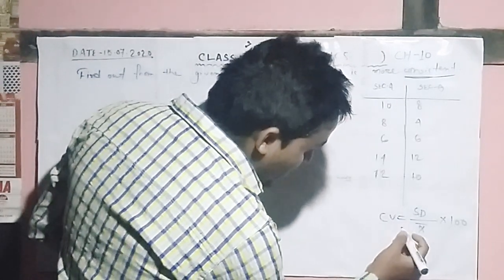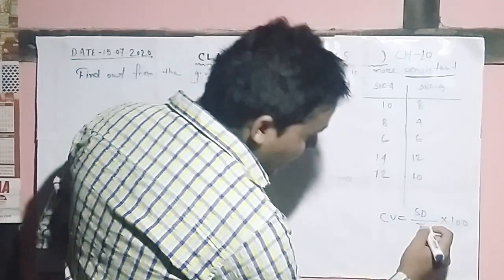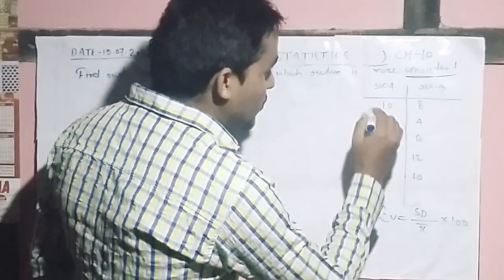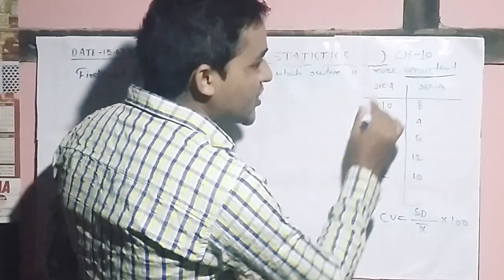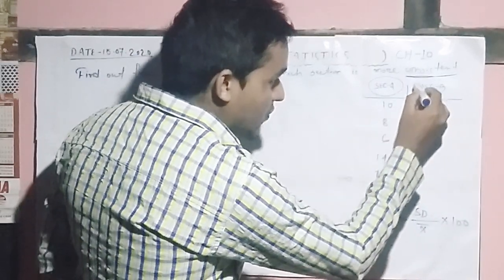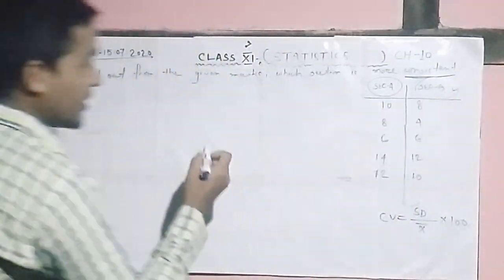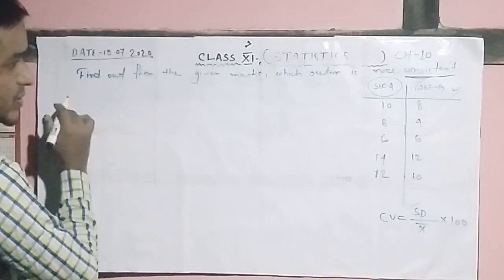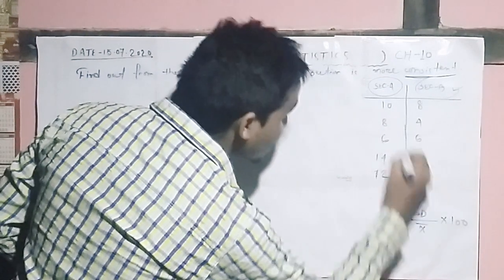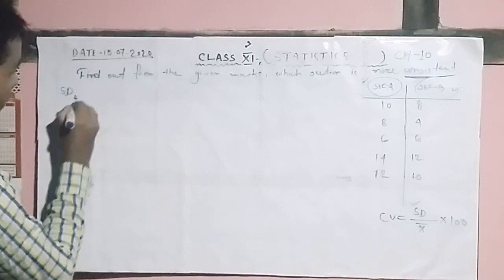Now you see, coefficient of variation is standard deviation divided by arithmetic mean, x bar, into 100. So at first we have to calculate standard deviation. For that we have to find the standard deviation from the marks obtained by the students of section A, and then again find the standard deviation from the marks obtained by the students of section B. Now let us start. The question has already been given. First we will see section A. So first we have to find the standard deviation of section A.